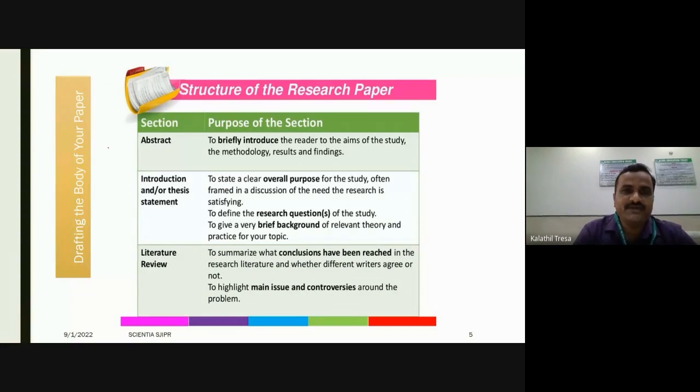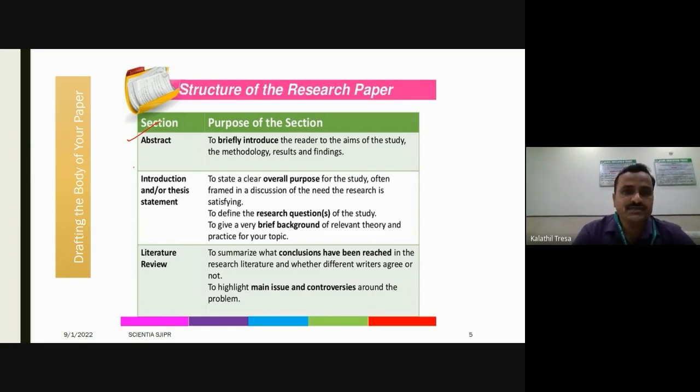First one is the abstract. What is to be written in the abstract? The abstract is a brief introduction to the aim of the study, that is, the aims and objectives of the study, which methodology is being adopted, and what the results and findings are. In short, we can say that it is the summary of the research which is carried out.